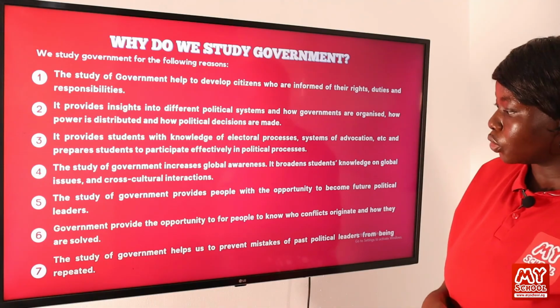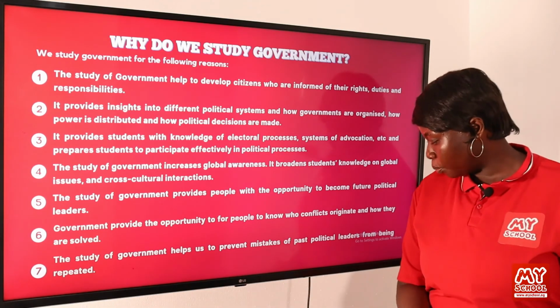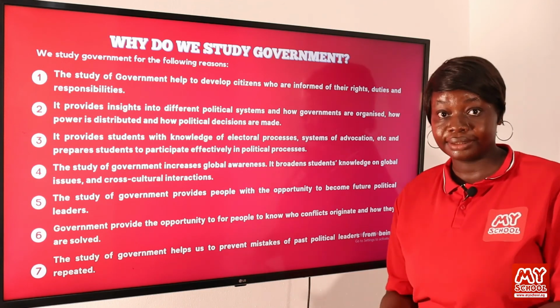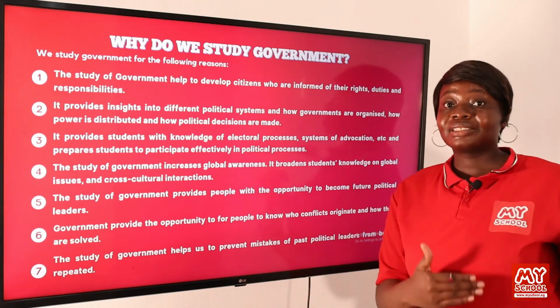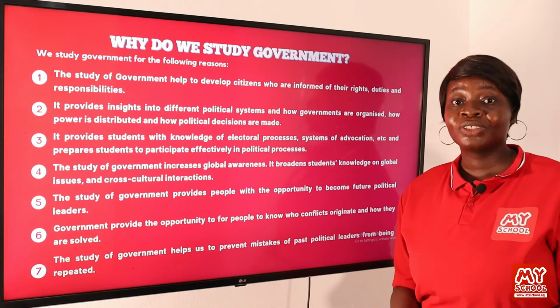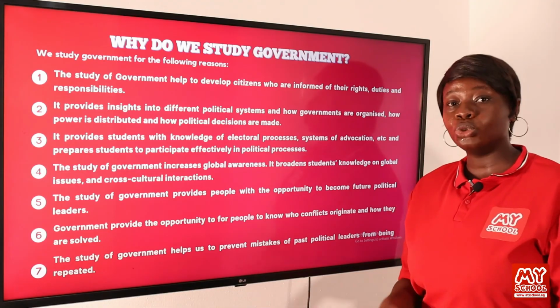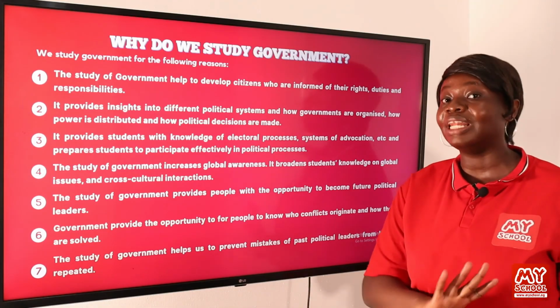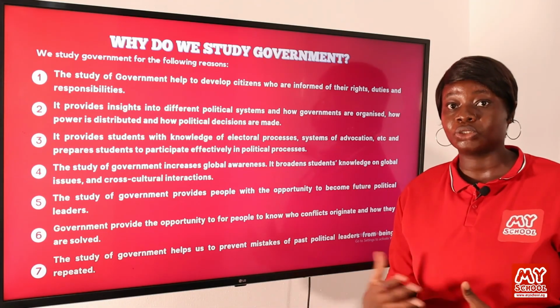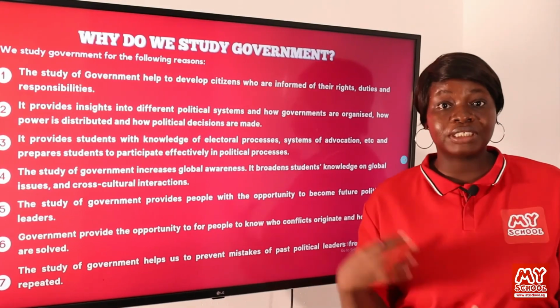Then another reason why we study government is that it helps us to prevent mistakes of past political leaders from being repeated. You know, in the past, we have had so many different political systems in Nigeria. Some of them were successful, most of them were not. So you learn from the mistakes of the past, and you learn not to repeat those mistakes when you study government. Okay, so we've come to the end of the first segment of this video lesson.